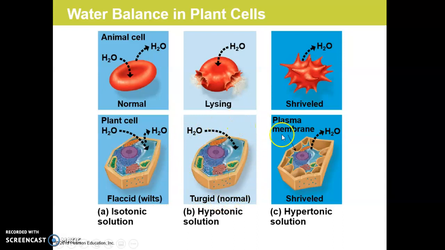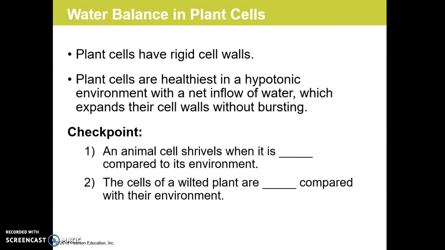This is normal. If you place a plant cell into a hypertonic solution, just like in the animal cell, water is going to leave the cell in order to try to achieve equilibrium, and the plasma membrane will shrink away from the cell wall and can lead to a fatal condition called plasmolysis. So in plants, like I said before, they have rigid cell walls that prevent them from lysing or rupturing in hypotonic environments. Plant cells are the most healthy in a hypotonic environment where you have a net inflow of water.